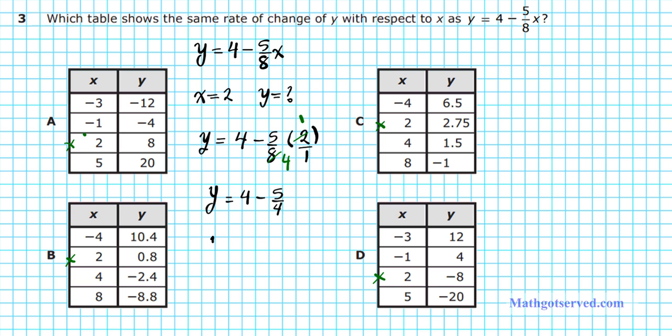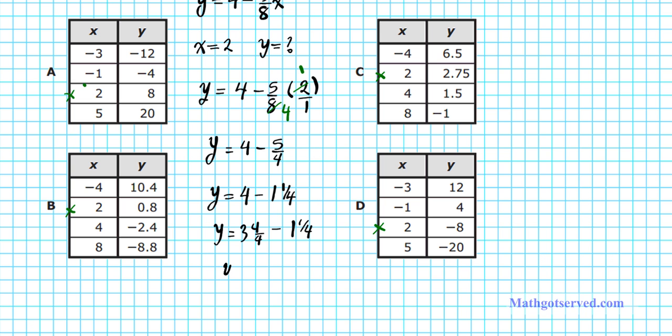5 over 4 can be written as 1 and a quarter. If you subtract 4 minus 1 and a quarter, you can write this as 3 4/4 minus 1 and a quarter, and then 3 4/4 minus 1 and a quarter is equal to 2 and 3/4. 2 and 3/4 is the same thing as 2.75 in decimal form.